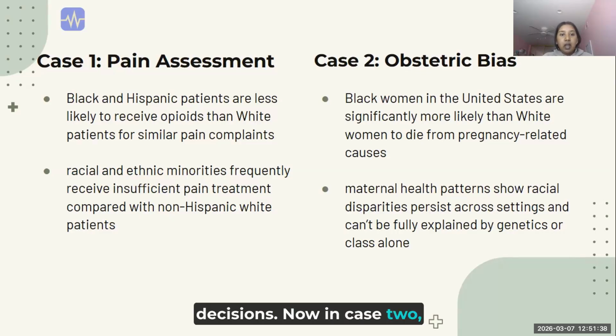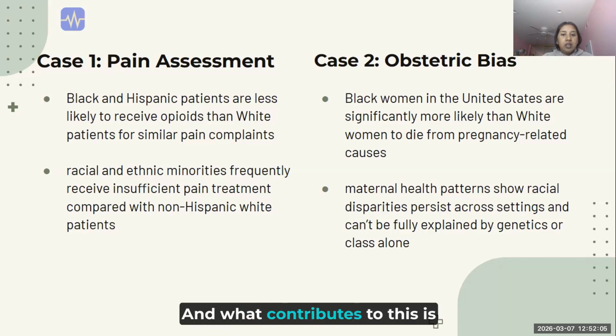Now, in case two, we have obstetric care. So, in the United States, Black women are significantly more likely than white women to die from pregnancy-related causes. Importantly, these disparities persist across income levels and education levels, and they can't be fully explained by genetics, personal behavior, or socioeconomic status alone. Maternal health patterns show that racial disparities occur across hospital systems and settings.